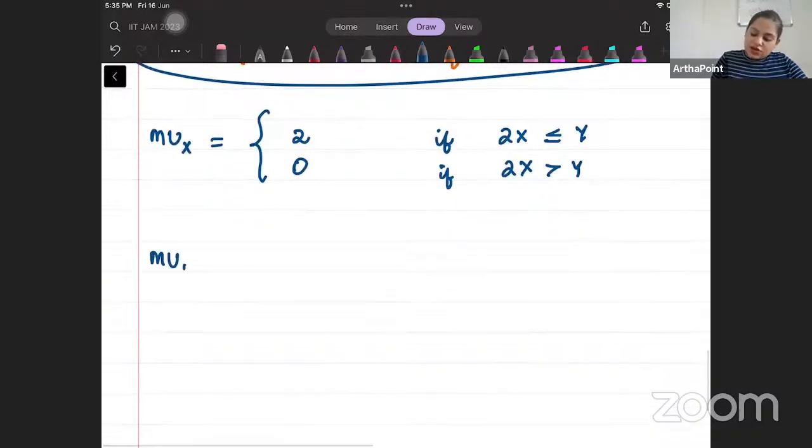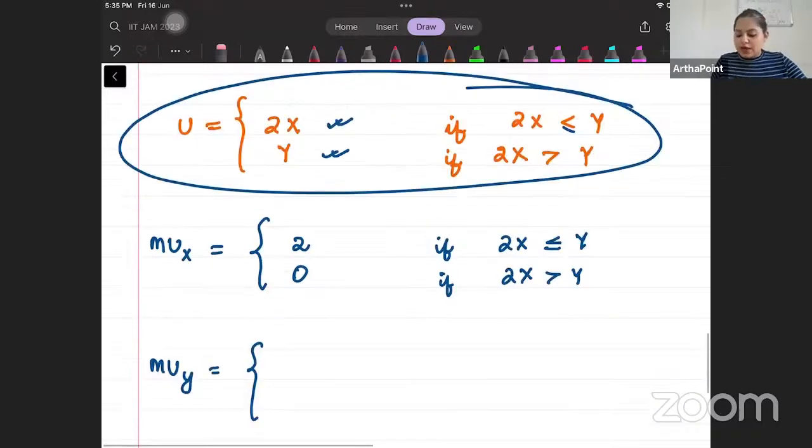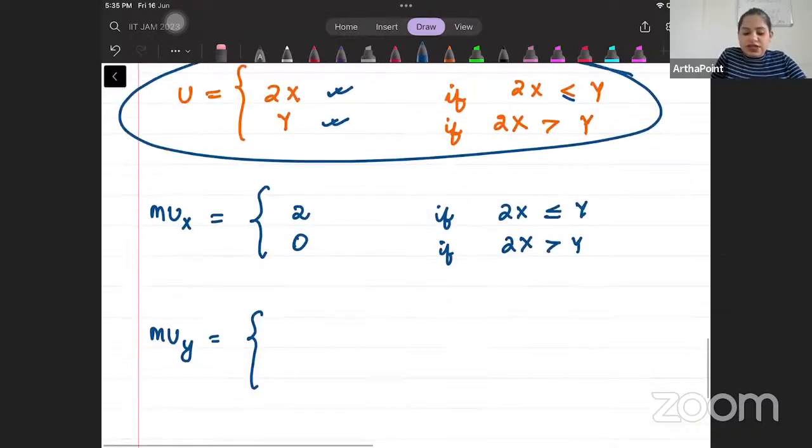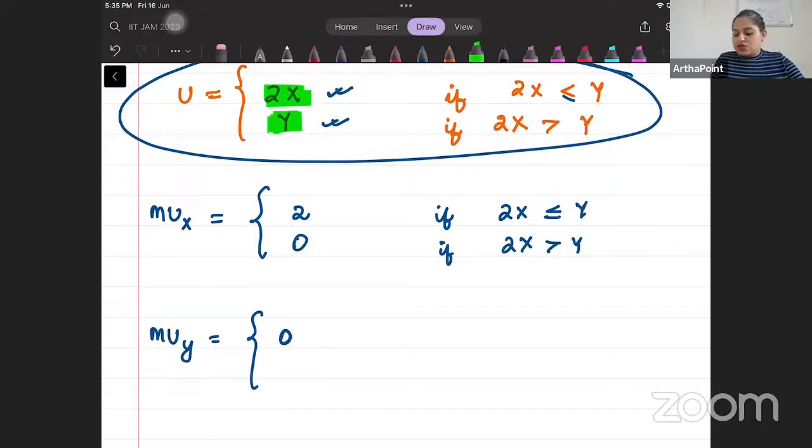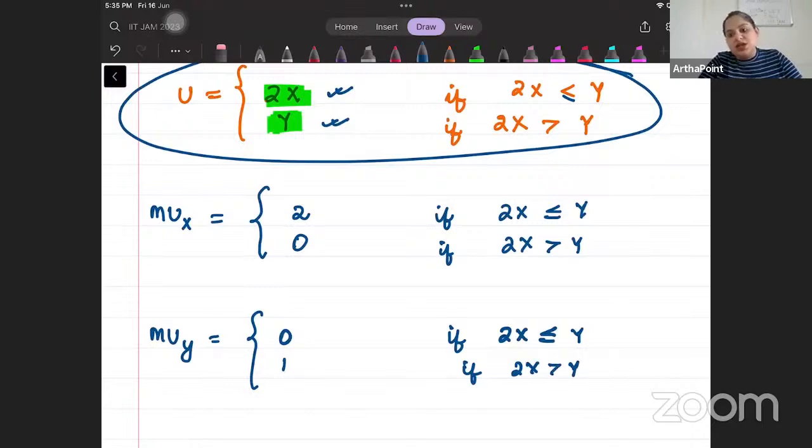Similarly, for the marginal utility from y, we differentiate with respect to y. If I differentiate this with respect to y, beta, I will get 0. If I differentiate this with respect to y, beta, I will get 1. So it is 0 if 2x is less than or equal to y, and 1 if 2x is greater than y. These will be your marginal utilities. I hope this is clear to you.